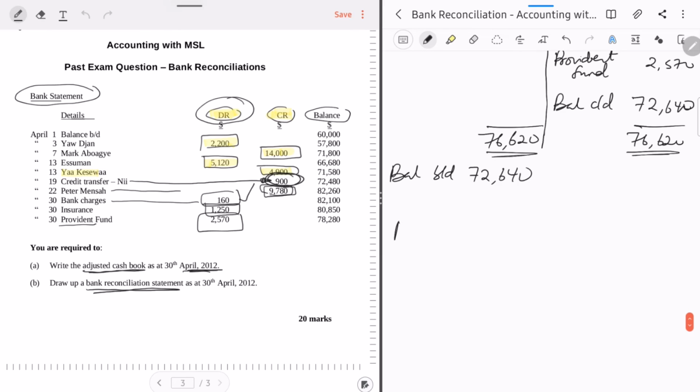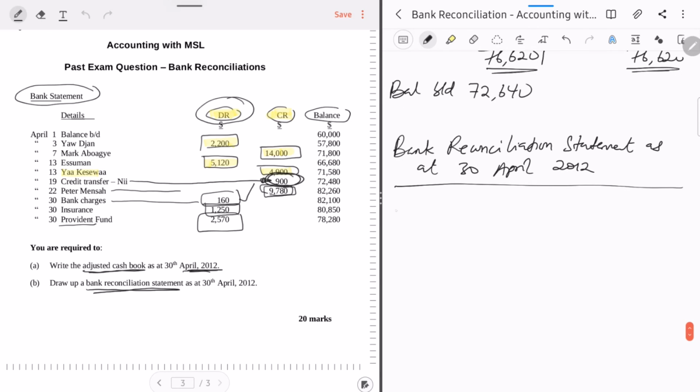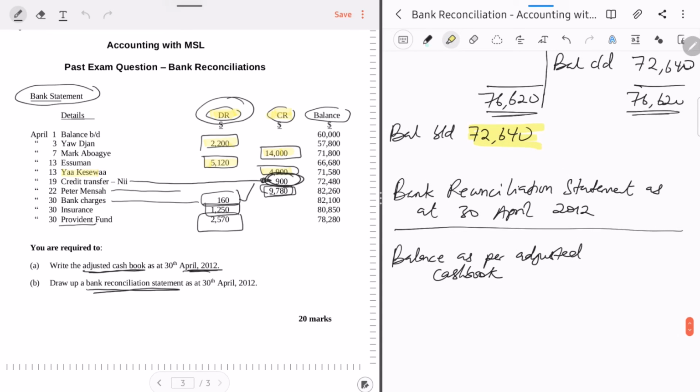So let's now prepare our bank reconciliation statement as at 30th April 2012. Remember, our template says what? The first thing is what? Balance as per adjusted cash book. What did we get? Right here, we got what? 72,640. So you put here 72,640.